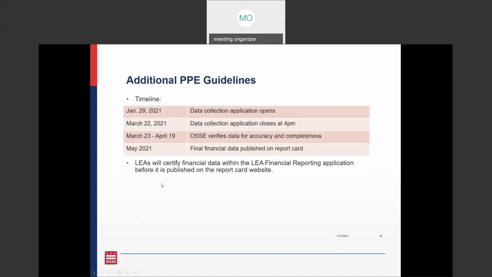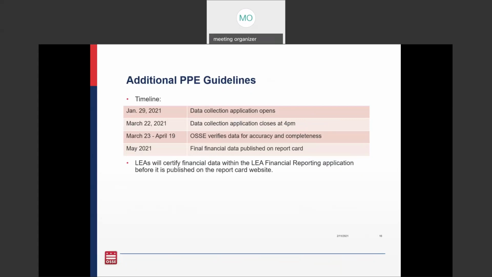So here's the timeline for submission. As I said, the application is already open. It opened on January 29th. We've already had a few LEAs submit, so that's pretty awesome. But you do have until March 22nd to submit your financial information to OSSI.